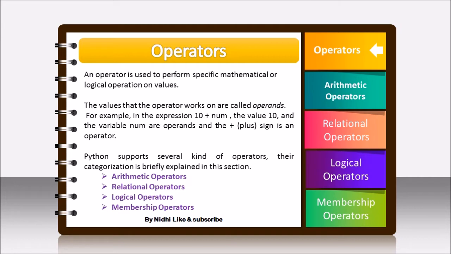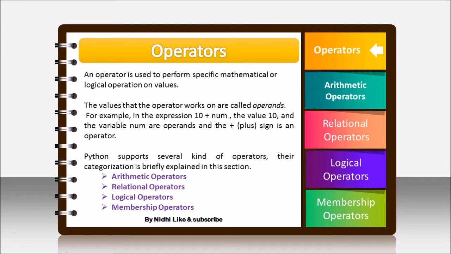Today we are going to talk about operators. As the name suggests, operator means the symbols that we are using in mathematics or logical operations. For example, an operator is used to perform specific mathematical or logical operations on values like 10 plus 4. So 10 and 4 are the values on which we are performing an operation of addition, that is with the plus symbol. So plus is known as operator and 10 and 4 are known as operands.